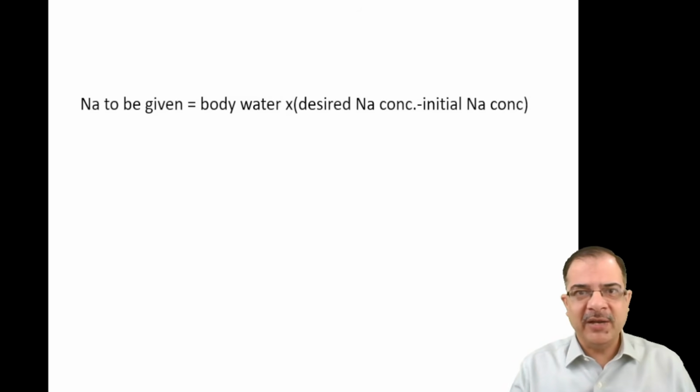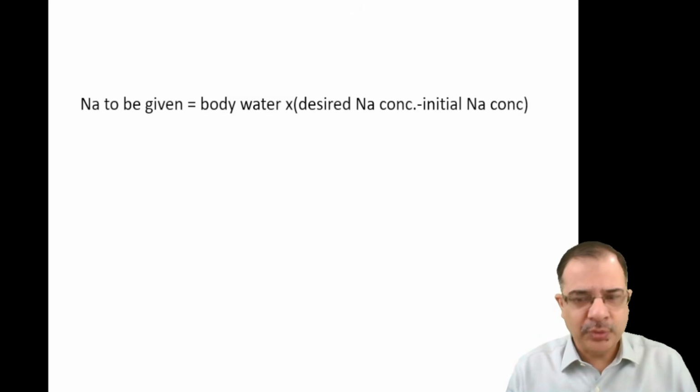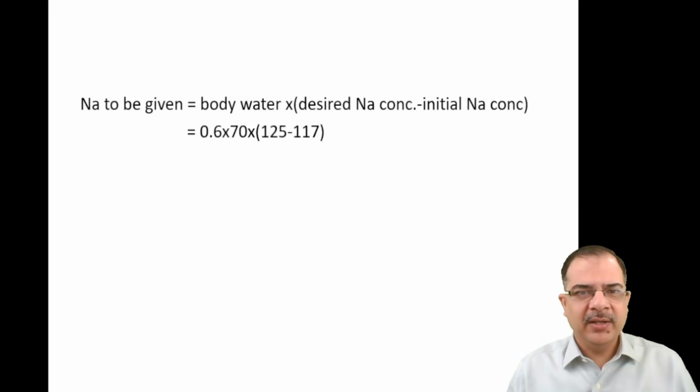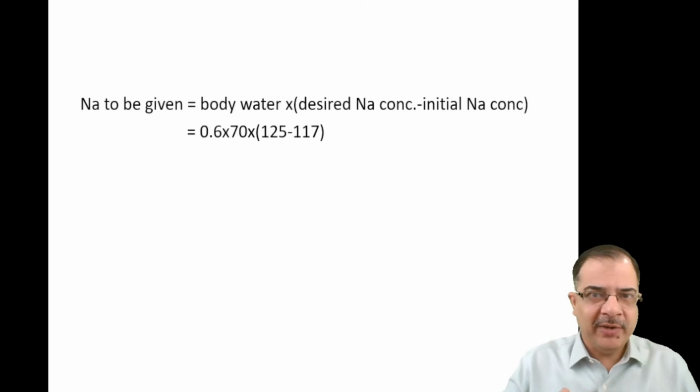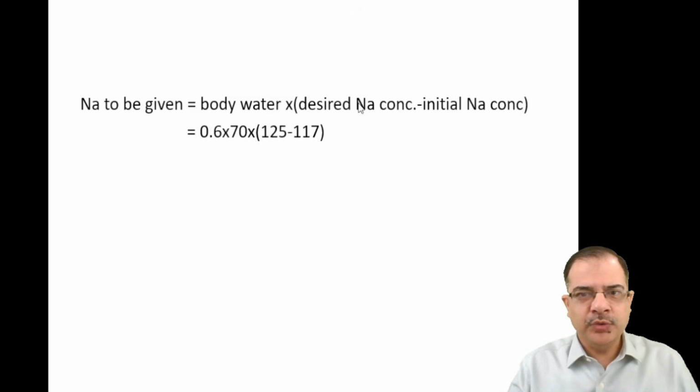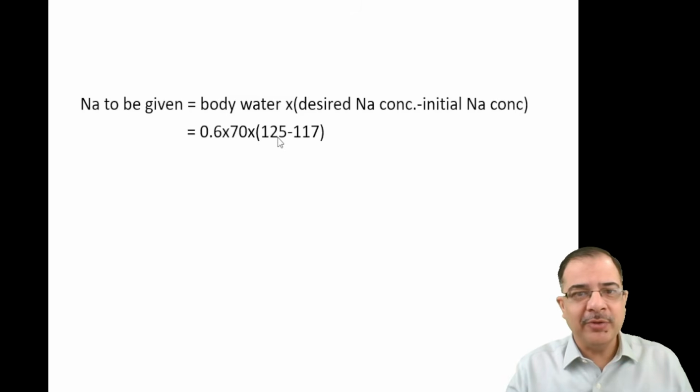Now we will use the same conventional formula. Sodium to be given in millimoles is body water into desired sodium concentration minus initial sodium concentration. We will assume the sodium became low chronically, over more than 48 hours, so we will correct it in 24 hours. Our desired sodium concentration will be at most +8 from the initial value. The initial value was 117, so our desired sodium concentration in the initial 24 hours will be 125.